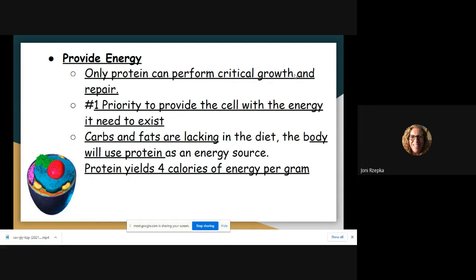All right, last one. So provides energy. Only protein can perform critical growth and repair. So fats and carbs can't do that. Only protein. Its number one priority is to provide the cell with the energy it needs to exist. And if carbs and fat are lacking in the diet, the body will use protein as an energy source, and it yields 4 calories of energy per gram.